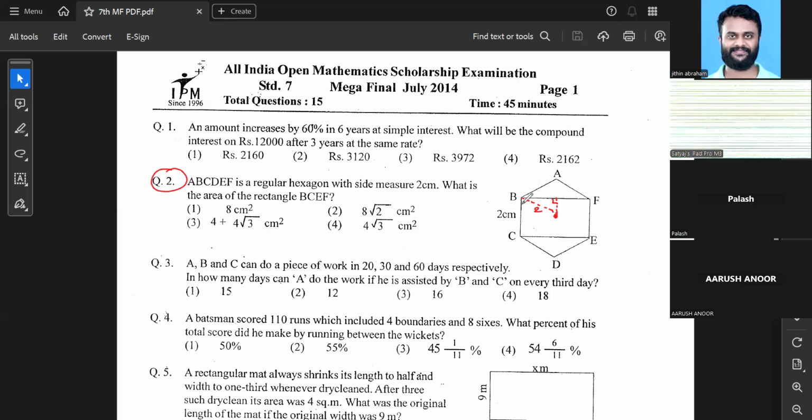If this is 2, this angle is 60 for a hexagon, which means since the line is perpendicular, this angle will be 30, right? So this angle is 30, this is the hypotenuse, this is adjacent. With the help of the cos 30 expression, let me call this side x. So cos 30 will be... Acha, do you know sine, cos, tan?